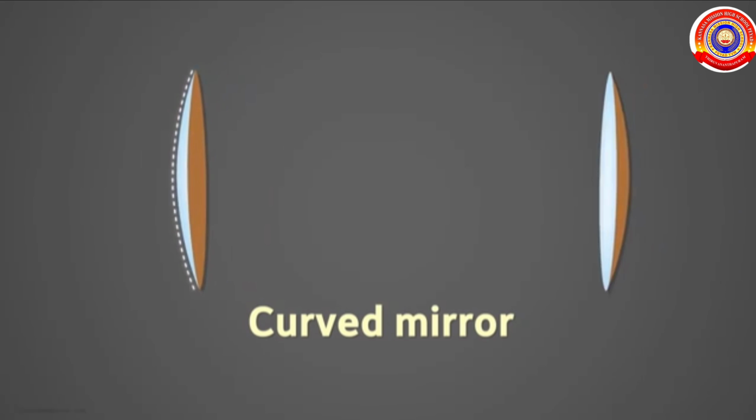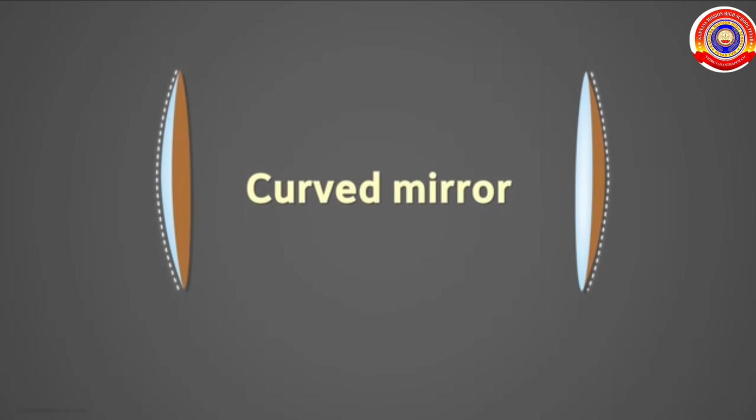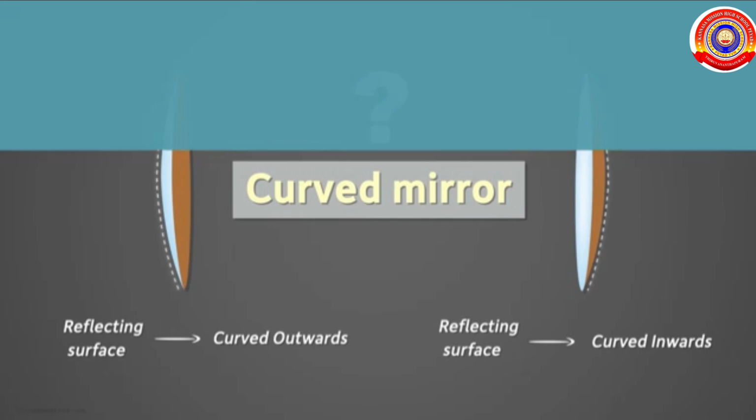What about this one? This is also a curved mirror. The difference between the two is that the reflecting surface of this mirror is curved inwards, whereas the reflecting surface of this mirror is curved outwards. Can you think of the examples where we see curved mirrors?